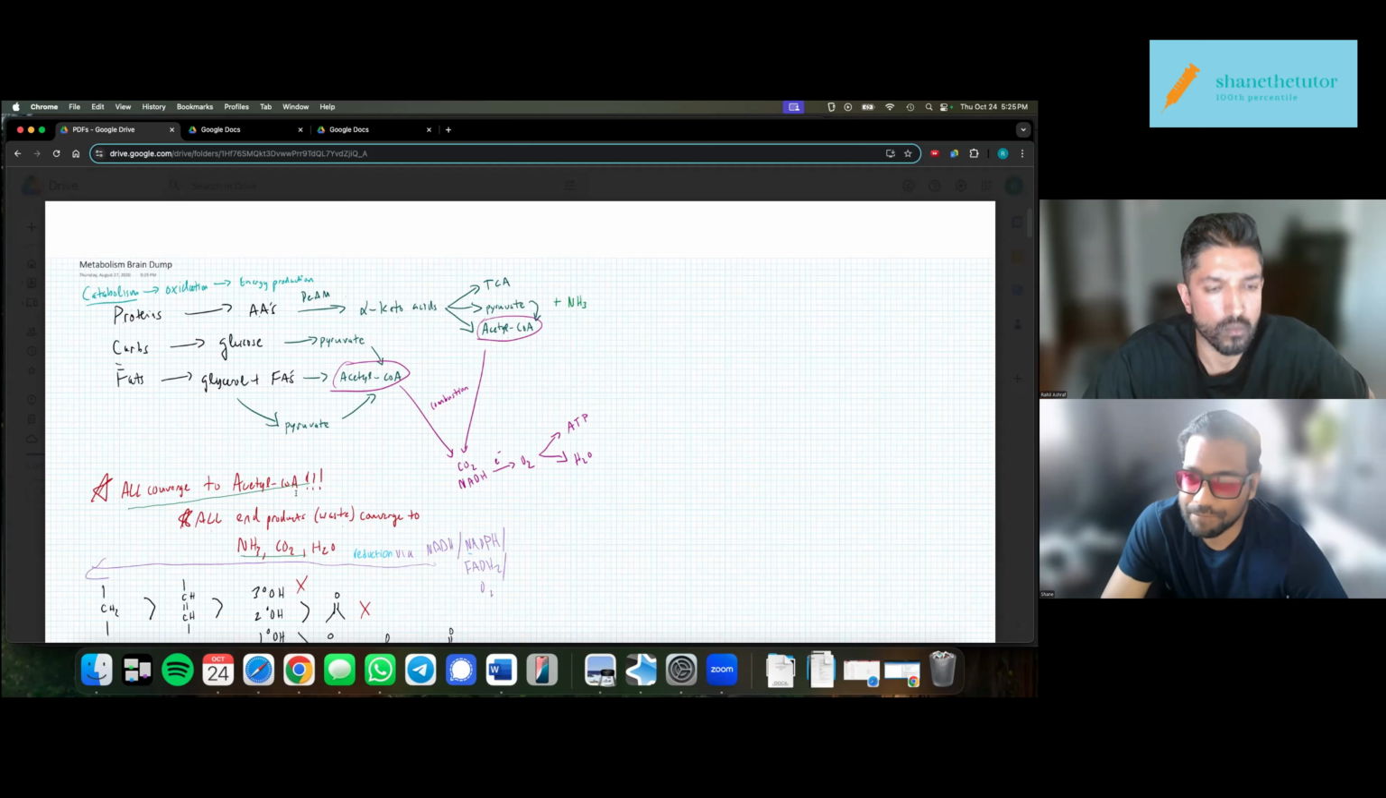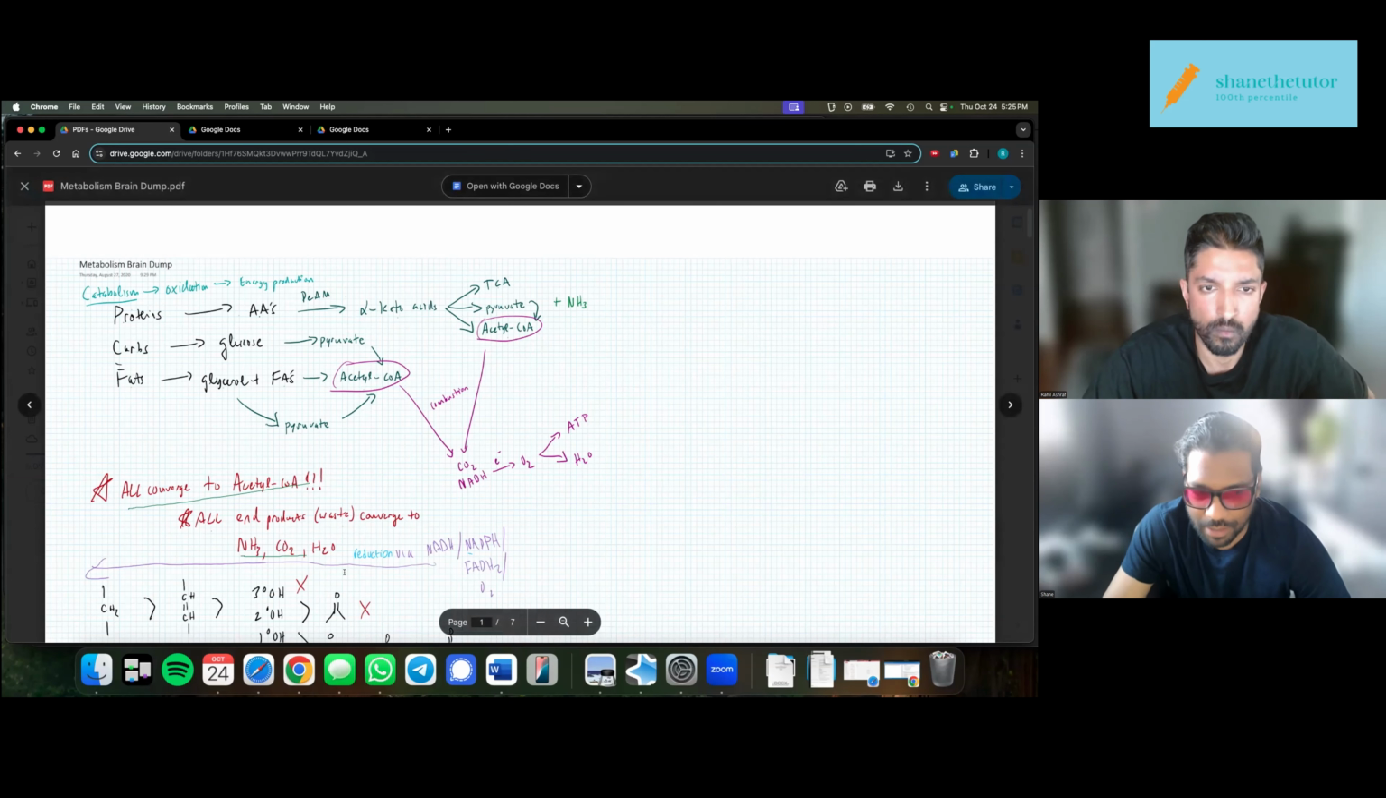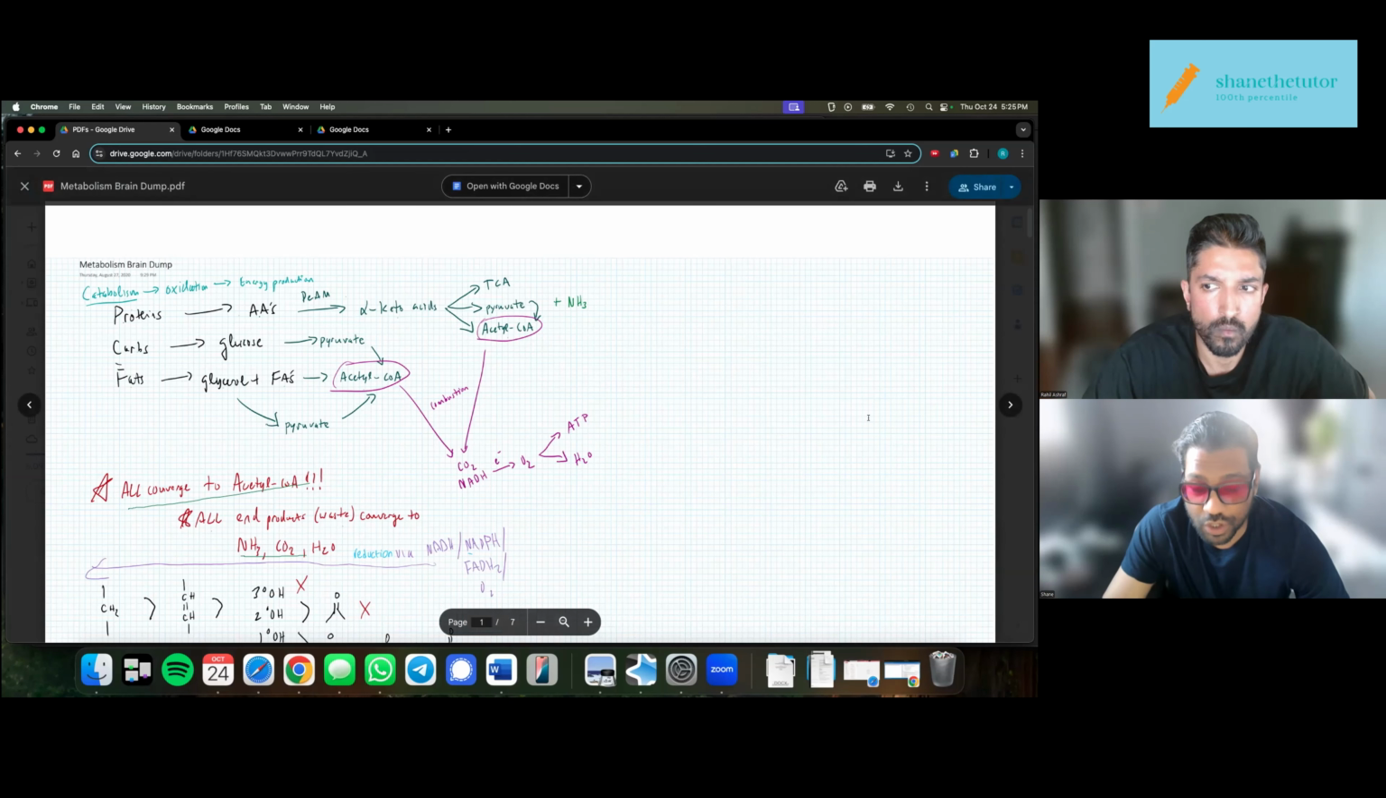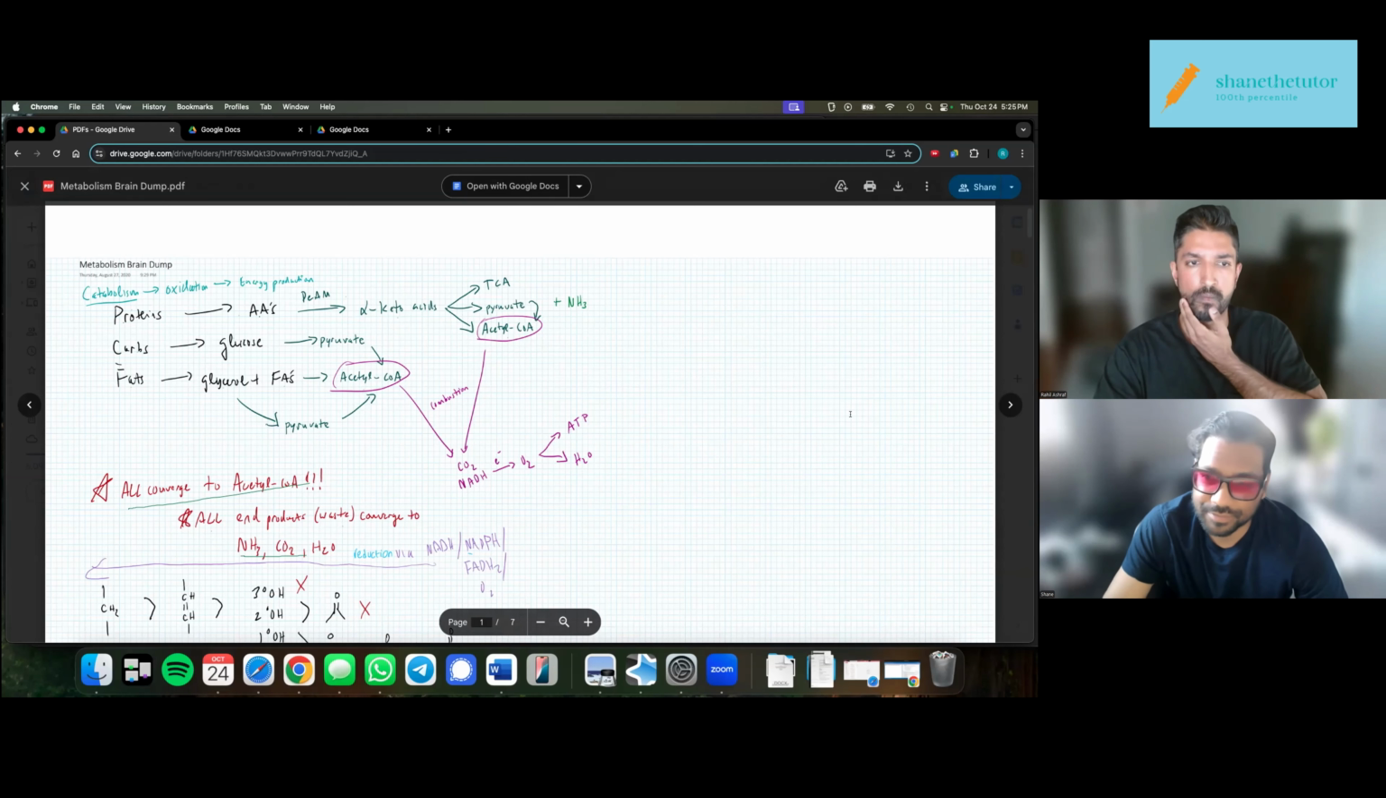Yeah. So what the pyruvate dehydrogenase complex does is turn pyruvate into acetyl-CoA, which can then be broken down for energy by the Krebs cycle. Got it.